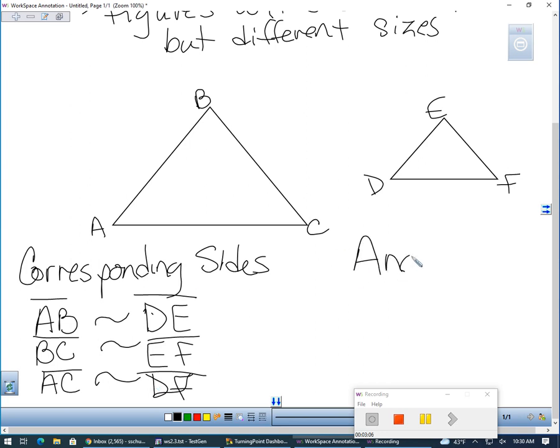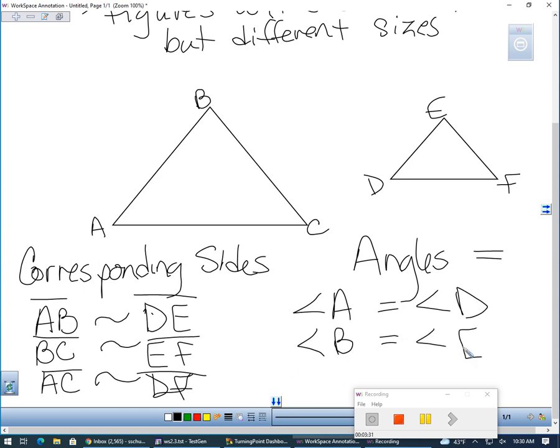So sides are similar, but I want to talk about the angles. Angles on similar figures are always equal. They're always the same. So when we talk about the angles, angle, and that's the symbol for angle, A, is equal to what angle in this triangle? D. Very good. Angle D. Angle B is going to be equal to angle E. Exactly. And angle C is equal to angle F.